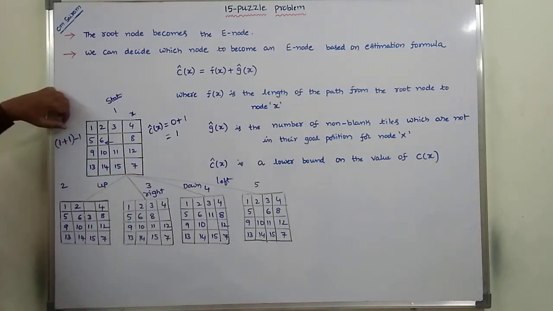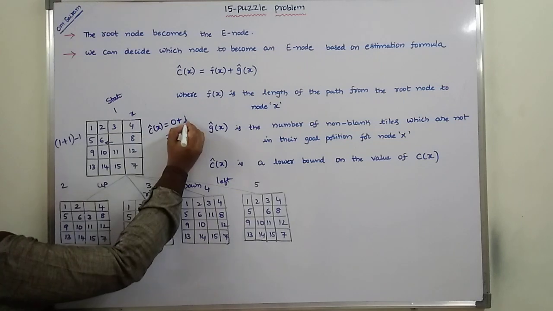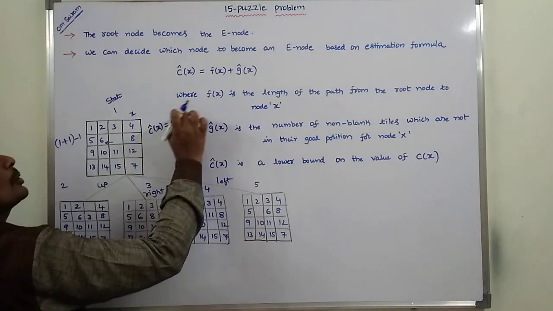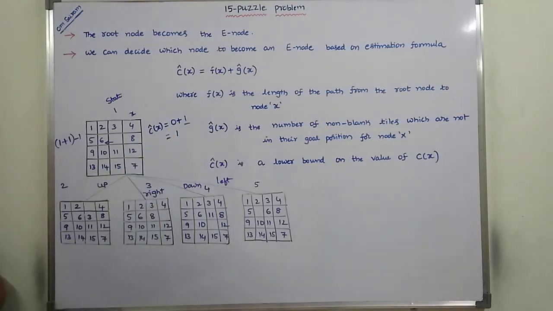1 plus 1, subtract 1 because the empty tile cannot be counted. So 2 minus 1, that is 1. This is the g cap of x. Therefore, c cap of x is equal to 0 plus 1, that is equal to 1.